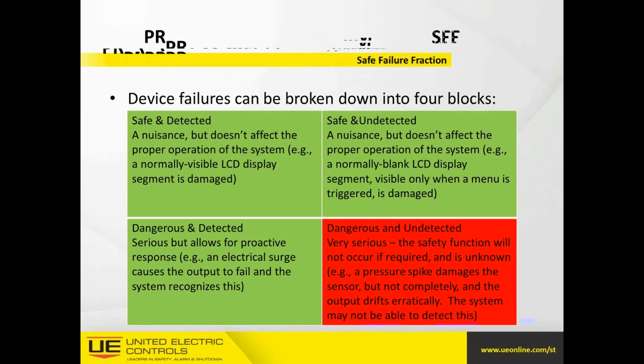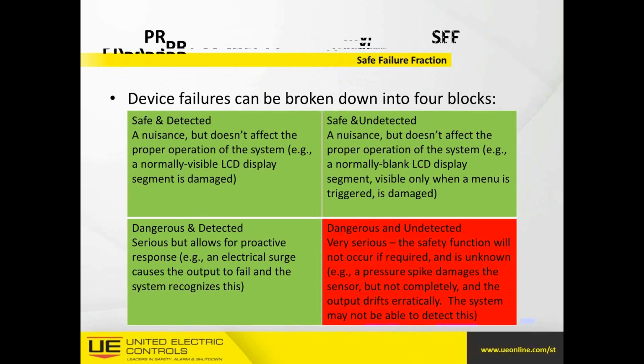Then we have dangerous and detected. Dangerous and detected is an important number, because what we want to know here is this is a serious situation that's going on with this instrument, but proactively the device is telling you that it's in a bad or dangerous condition. So dangerous detected would be a very smart instrument that said, I'm out here protecting you, I'm going down, and I'm going to let you know I'm failing. And that's typically done by either a saturation in the analog or a digital output.